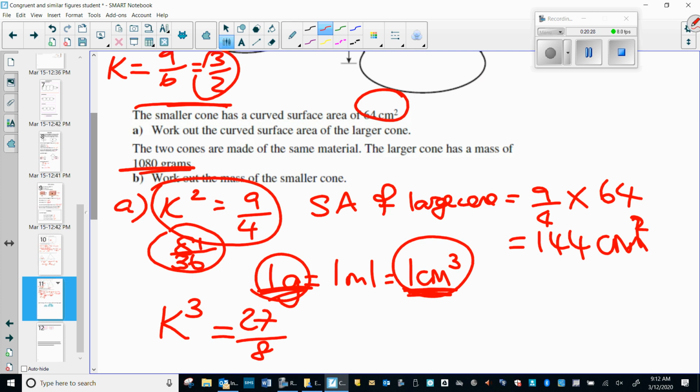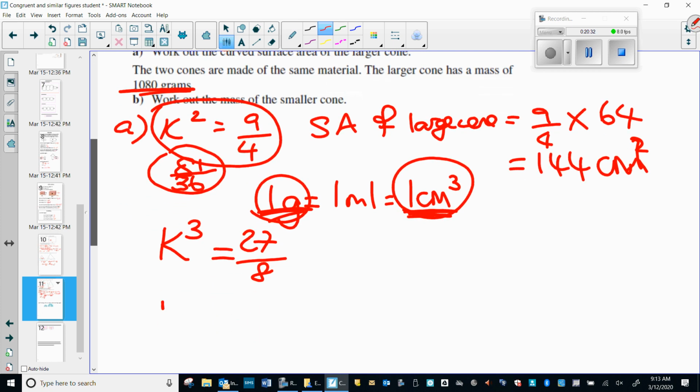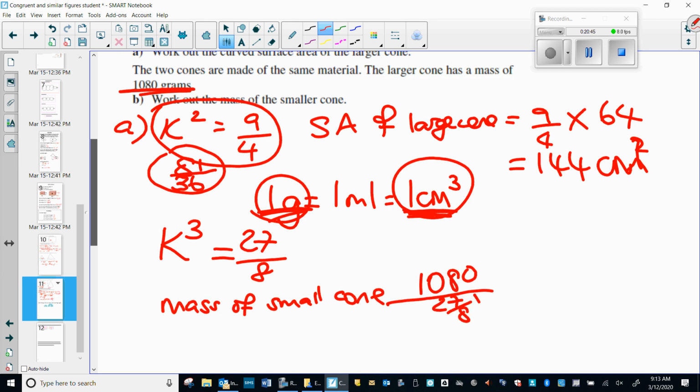The large cone has a mass of this. So how am I going to find the mass of the small cone? Good. So this time I'm not multiplying. You happy with that? So this time I'm doing 1080 divided by 27 over 8, because they gave us the mass of the large one. So why are you dividing it? Because they gave us the mass of the large cone. Oh, so if you're doing it small and big, then you multiply.